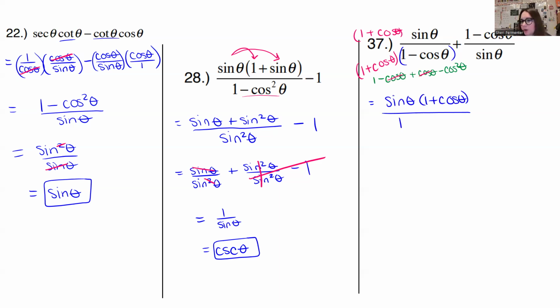So my denominator is 1 minus cosine squared. So I just foiled this. This is just FOIL. 1 times 1 is 1. 1 times negative cosine is negative cosine. Cosine times 1 is cosine. And cosine times negative cosine is negative cosine squared. Plus and minus cosine cancels, and I'm left with 1 minus cosine squared. I don't want to forget my second term. It is plus 1 minus cosine over sine.